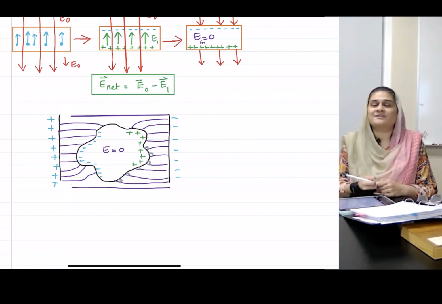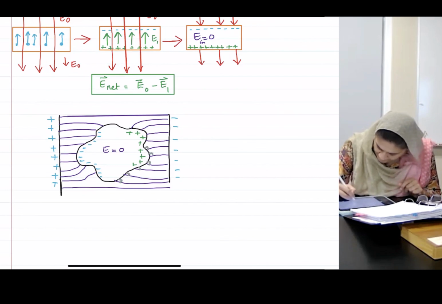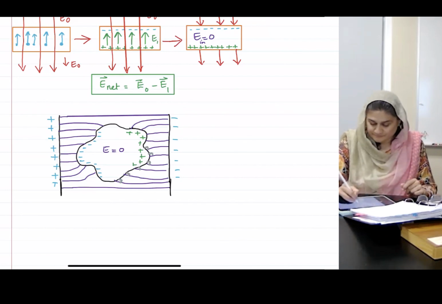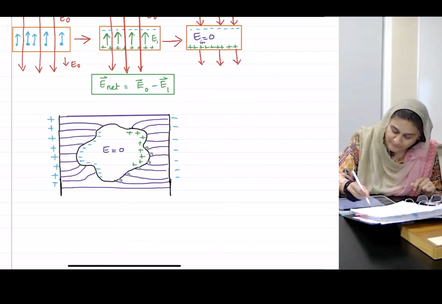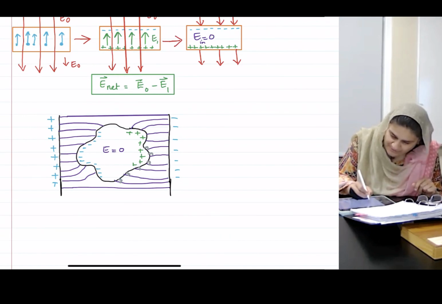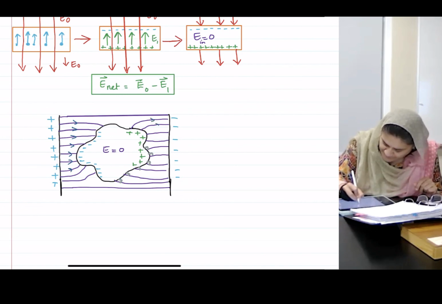That actually looks quite nice. So these should go from the plus to the minus. The plus to the minus, from the plus to the minus. And then from the plus to the minus.